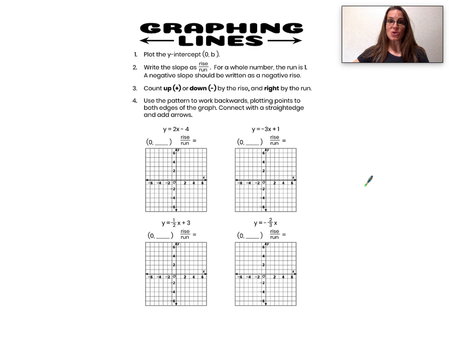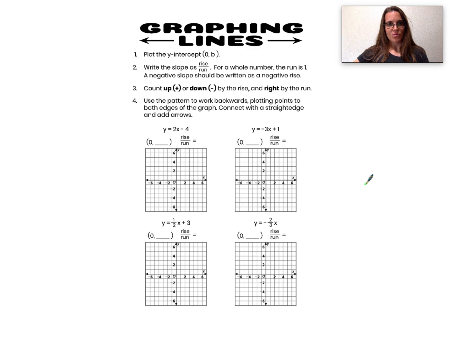Given an equation, you can graph a line. When graphing a line, the first point that you will plot is the y-intercept. The y-intercept is always on the y-axis. Next, you will plot additional points using the slope, where the slope is written as rise over run.